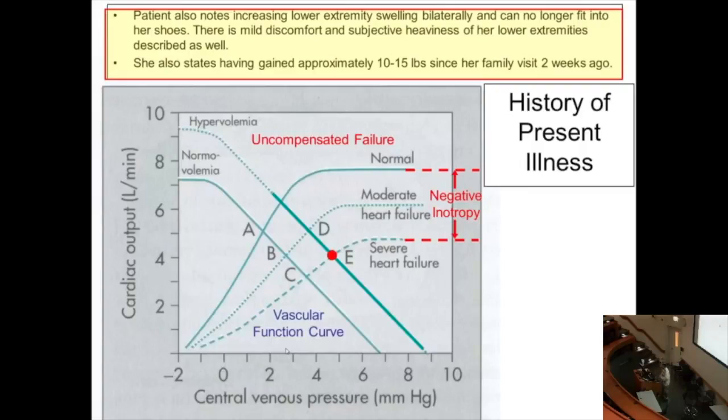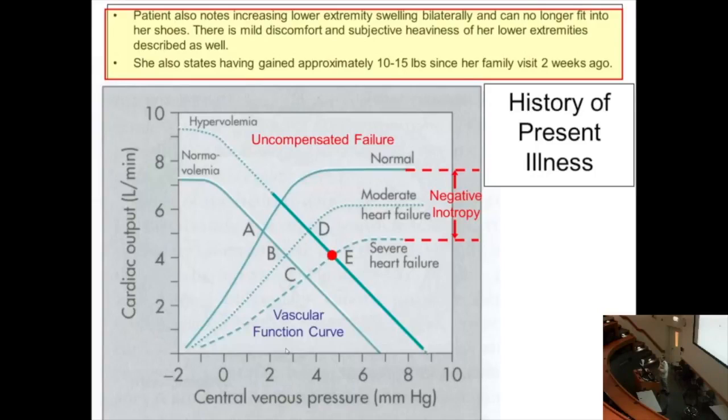Go ahead. Is it fair to say that the set point is determined by the cardiac function curve or the vascular function curve? No, it's not fair to say that at all. It's determined by both. It's the intersection between the two curves. Okay? There is no, it's determined more by one than the other. It's just determined by them both. Okay?